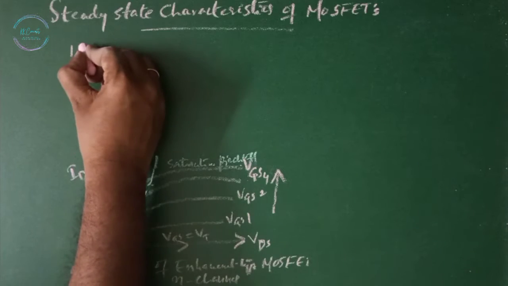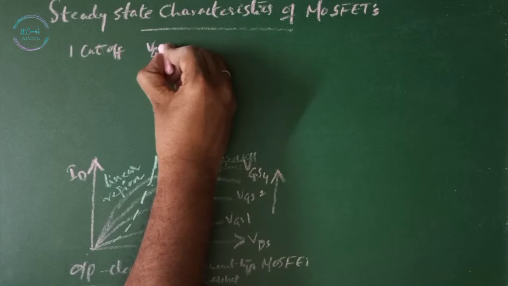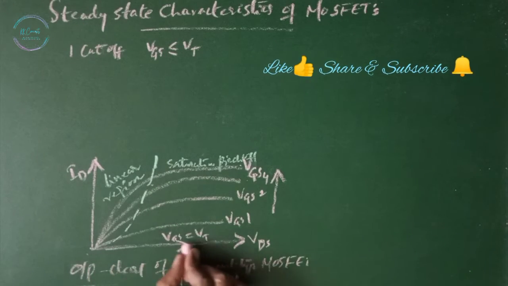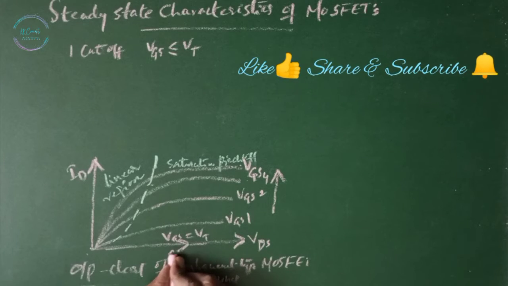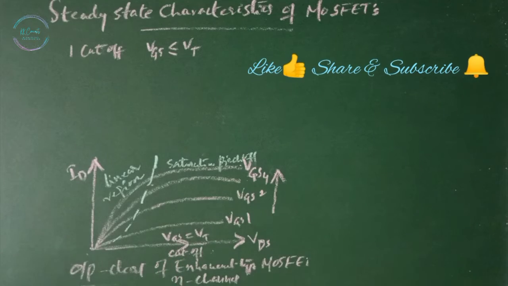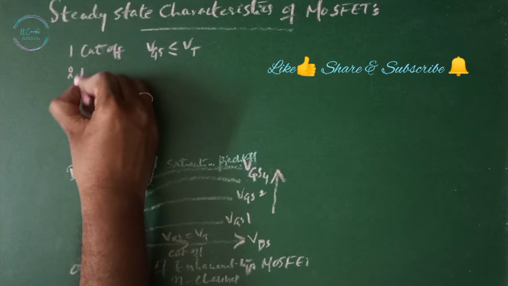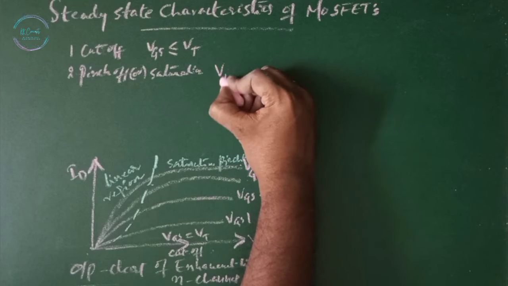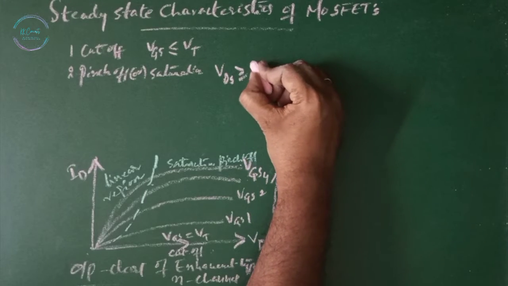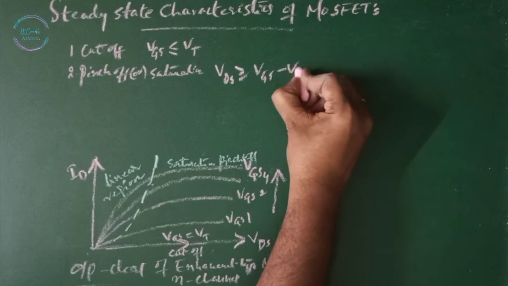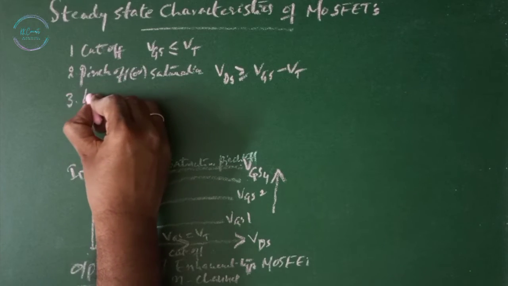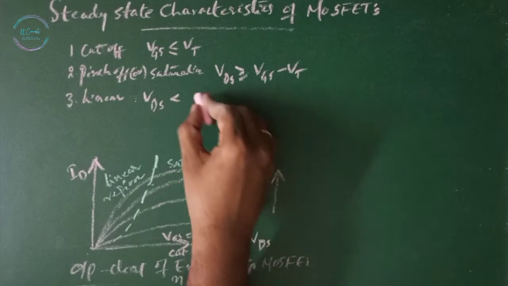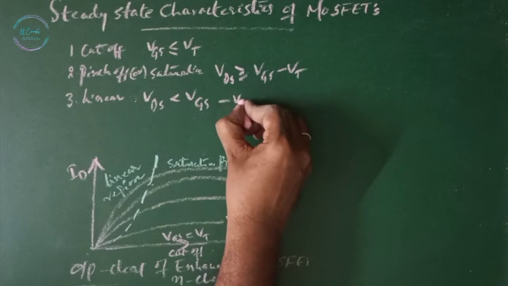First one is cutoff, where VGS is less than or equal to VT, below which it is the cutoff region. Second one, pinch-off or saturation, where VDS is greater than or equal to VGS minus VT. Third one is the linear region, where VDS is less than VGS minus VT.